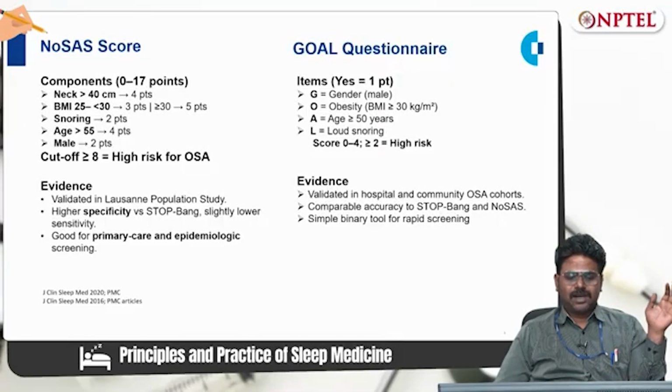Regarding evidence, this NOSAS score has been validated in the Lugano population study. It carries high specificity compared to STOP-Bang but slightly lower sensitivity. It's good for primary care and epidemiologic screening.